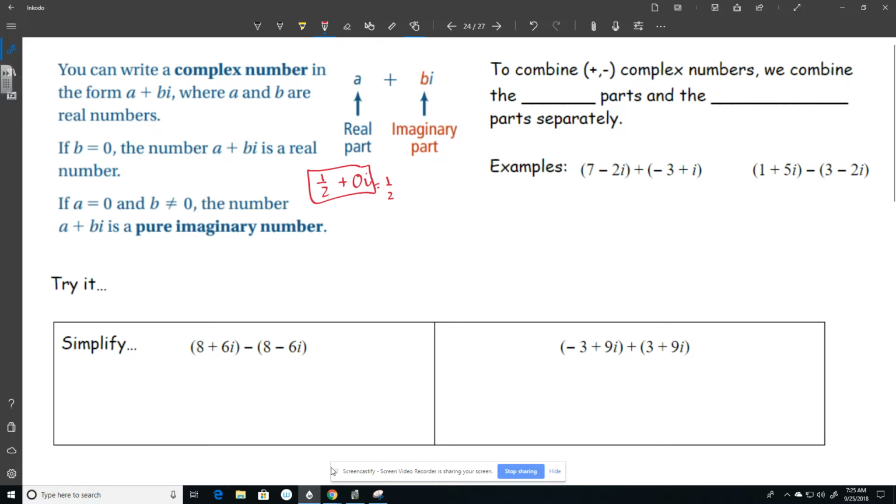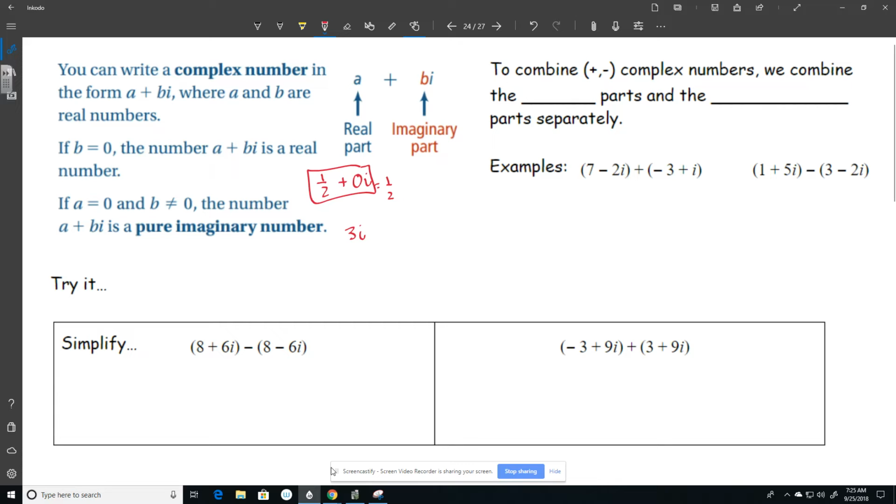If we have a number where we don't have an a, where we just have like 3i, we call this a pure imaginary number. Nothing that you need to stress too much about memorizing, just something I want you to be aware of.